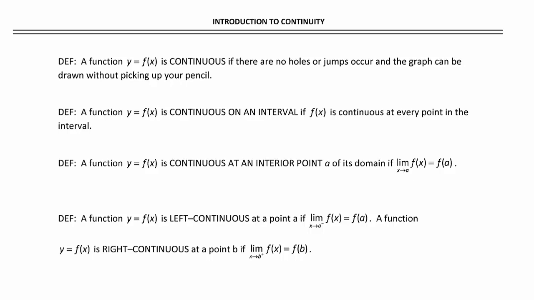A function y equals f of x is continuous on an interval if f of x is continuous at every point in the interval. A function y equals f of x is continuous at an interior point a of its domain if the limit as x approaches a of f of x is equal to f of a. So it's continuous if its limit and its actual value are one and the same.